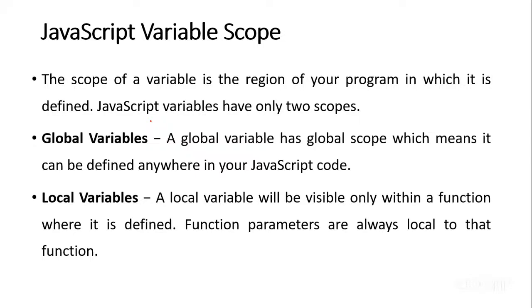Coming to the categories of variables, we have two categories of variables in JavaScript. The first one is global variables. By the name, you can understand it. Otherwise, if you have any idea about C, C++, Java also, you can understand it very easily. Global variable means you can access it from anywhere in the code.